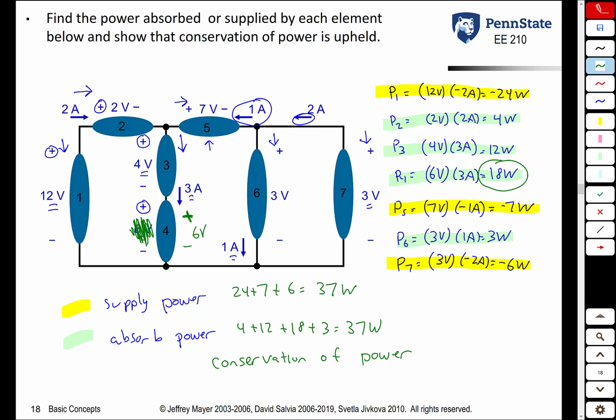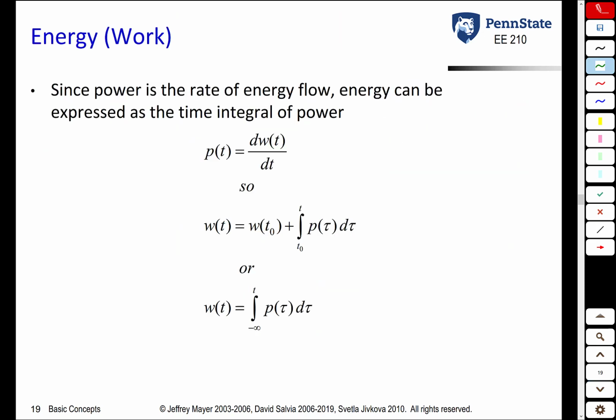So how does this relate to energy? Power is the rate of energy flow. So energy then is the time integral of power, or power is the derivative of energy. So P of t is dW of t over dt, and the energy is a definite integral. W of t is W of some starting point t naught plus the integral from t naught to t of P of tau d tau.